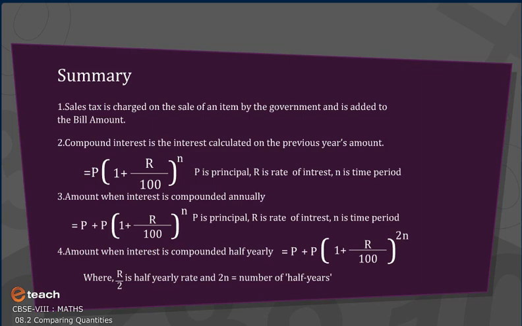Summary. 1. Sales tax is charged on the sale of an item by the government and is added to the bill amount. 2. Compound interest is the interest calculated on the previous year's amount. 3. Amount when interest is compounded annually. 4. Amount when interest is compounded half-yearly, where R by 2 is the half-yearly rate and 2n is the number of half years. So that is all in this topic.